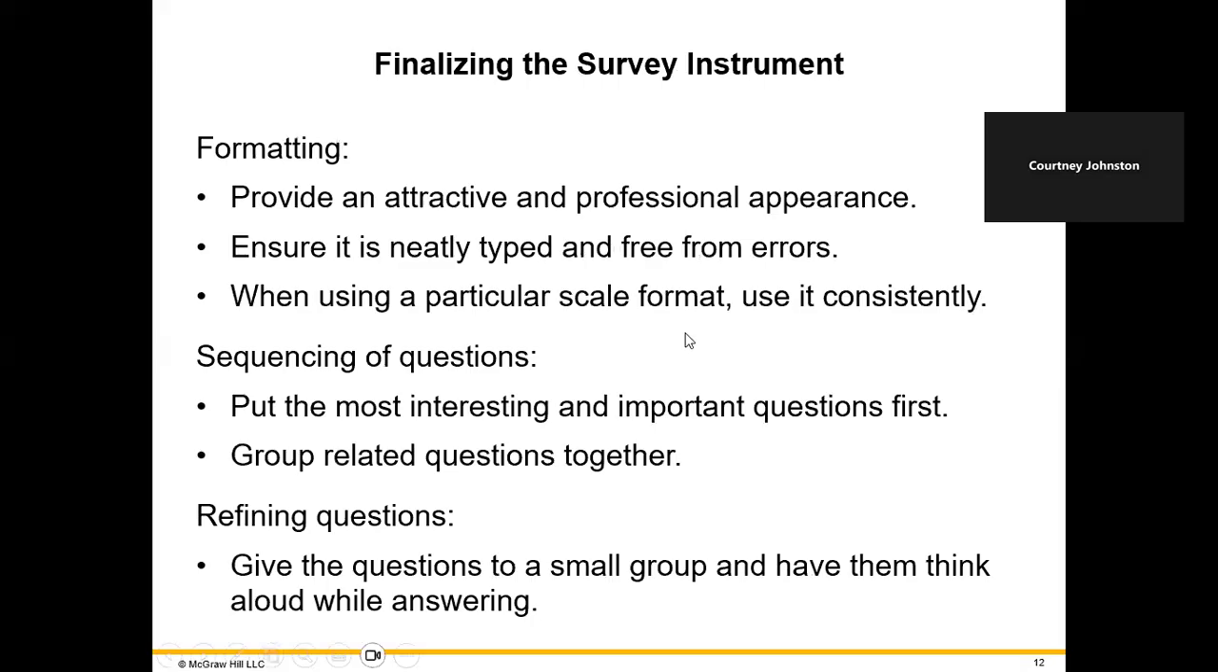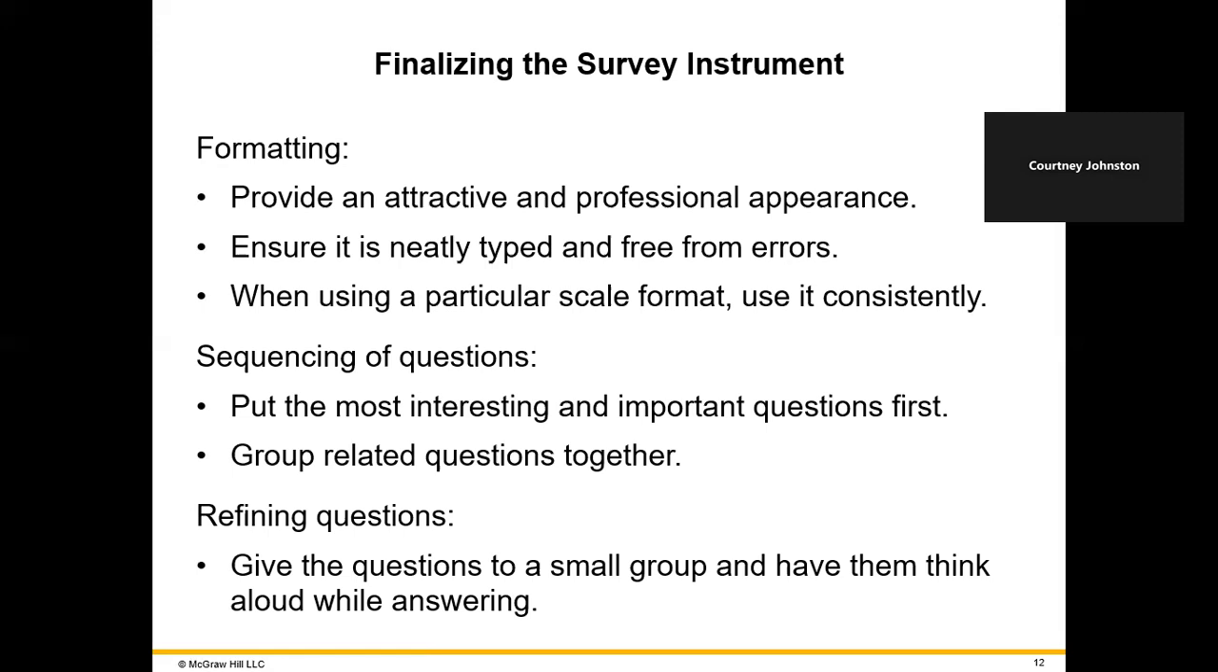So you've got your questions, you have your rating scale. Then when it comes to finalizing the instrument, when it comes to formatting, it needs to have a professional appearance, make sure it's free from errors, use the scale format all the way through, other than potentially the demographics you're asking for. Otherwise, you're going to use that rating scale.